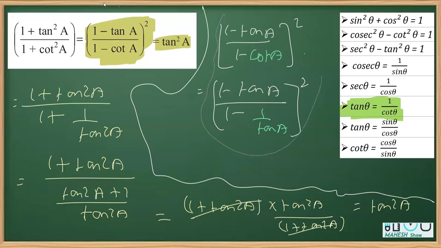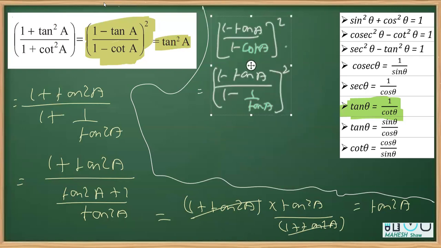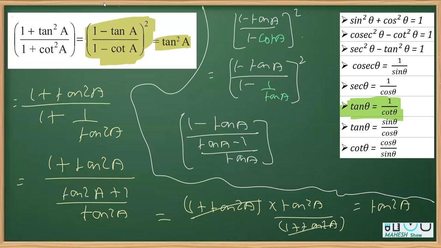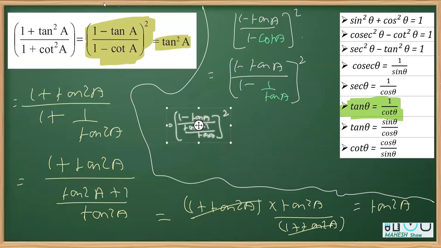Now for further simplification, I'm going to take LCM. I can write 1 plus tan A as it is, and if I take LCM over here, it is going to be tan A plus 1 over tan A, and then we have a whole square here. This is something we have to keep in mind, because putting a square over the whole thing is different from putting a square over the numerator.